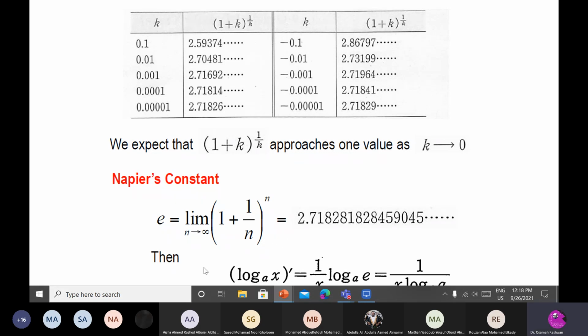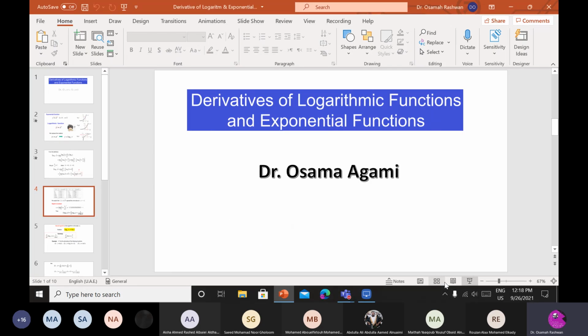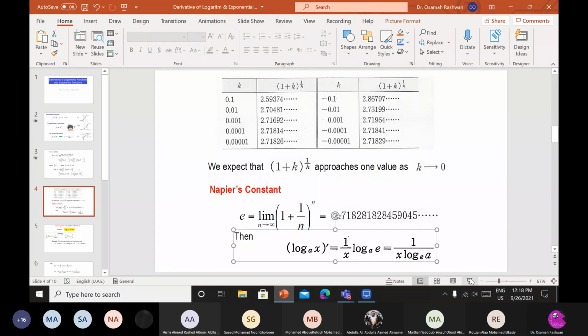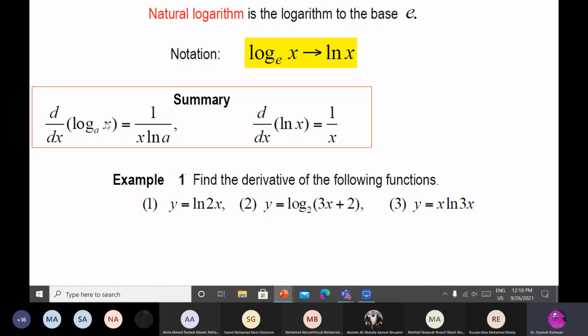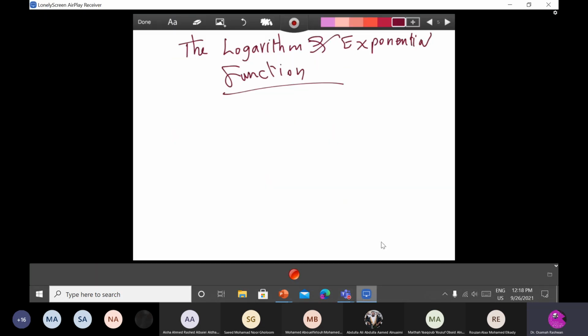So I end up with the derivative of the logarithm is 1 over x times the logarithm of a, 1 over x times the natural log of a. What about if a itself is e? If a is e, so I will end up with d by dx of the logarithm for the base e, we write it ln, right? And the derivative will be 1 over x. Can we solve this one together? Yes, we can.